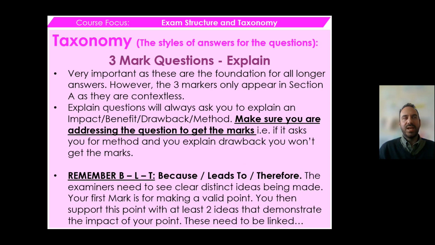For instance, I've seen some people asked to explain a method, and they talk about the method, then somewhere in the middle of their answer, they start talking about benefits. They're talking about a method of something, and then they start talking about how customers will like their brand much better. That's not part of the method, so you lose marks for that. Make sure that you're addressing the question. If it asks for the method and you explain a drawback, you won't get the marks at all.